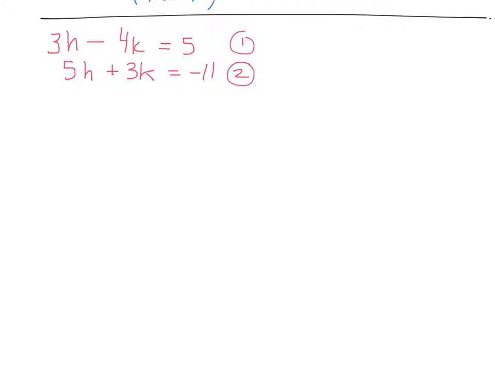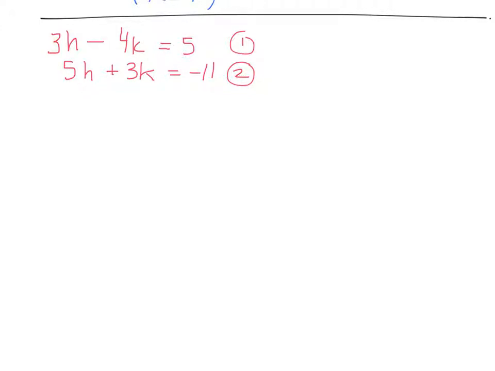But when you look at which variable to eliminate, you have to consider them both and decide which one's the best choice. In order to eliminate the h's, we know that we would have to get the same number in front of them and opposite signs in order to eliminate them. So we think to ourselves, okay, what's the same number that 3 and 5 both go into? What's the lowest common multiple of 3 and 5?